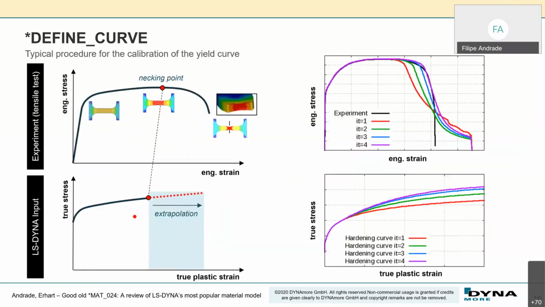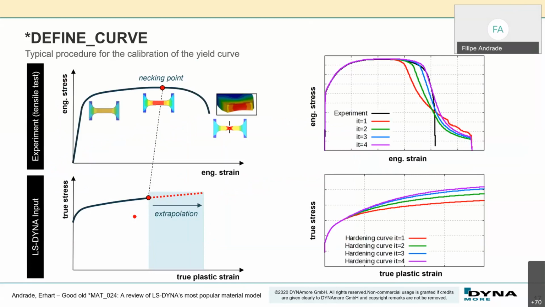Well, and finally, I have here just one slide about the typical procedure, how to calibrate a yield curve. There are different ways, and it's not my goal here today to discuss this in detail. We have some courses where we discuss this in more detail. I'm just showing here one way of doing this. Normally, when we do material cards for our customers, that's the method that we use.